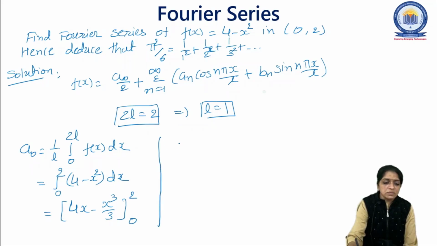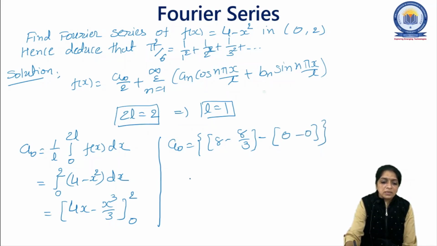So after substituting the upper limit, we have 4 times 2 is 8, minus 2 cube by 3, that is 8 by 3. The first is for the upper limit, minus the lower limit, 0 minus 0. So 8 minus 8 by 3, that is 24 minus 8, so 16 by 3. This is the value of a0.